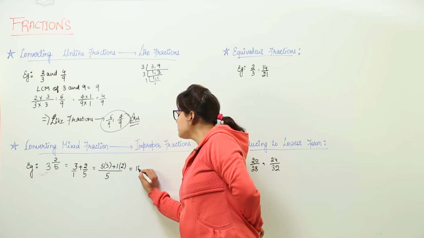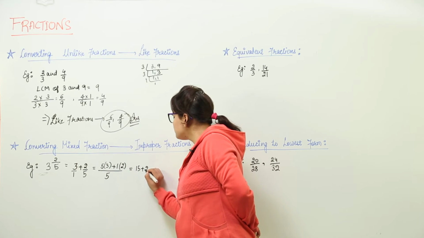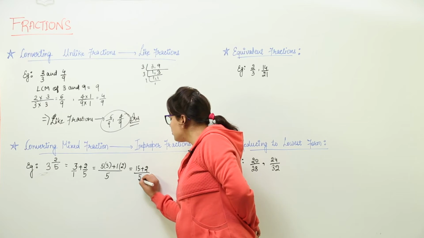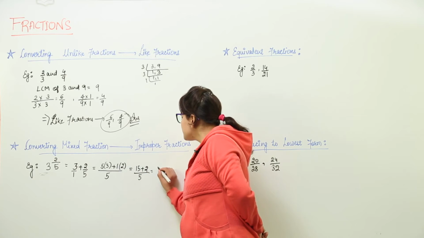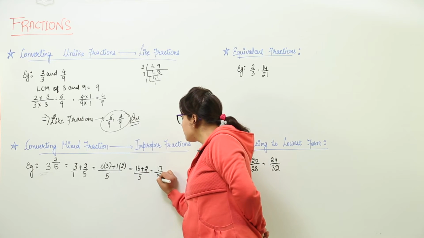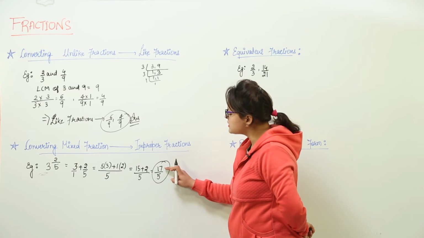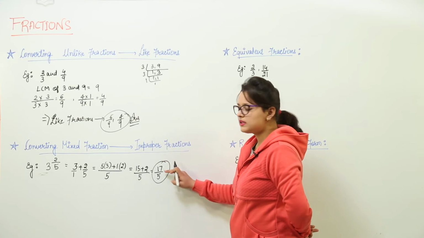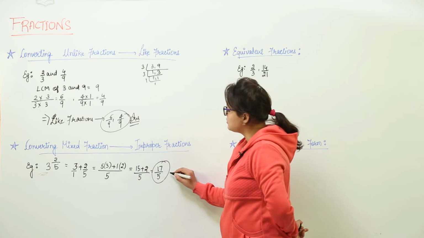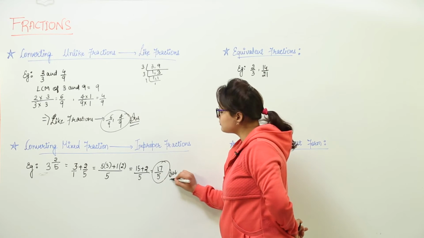So what do we get? 5 3s are 15 plus 1 2s are 2 and whole upon 5. 15 plus 2, 17 upon 5. So this is the improper fraction. Why? Because here the numerator is greater than the denominator. So this is my answer, right?